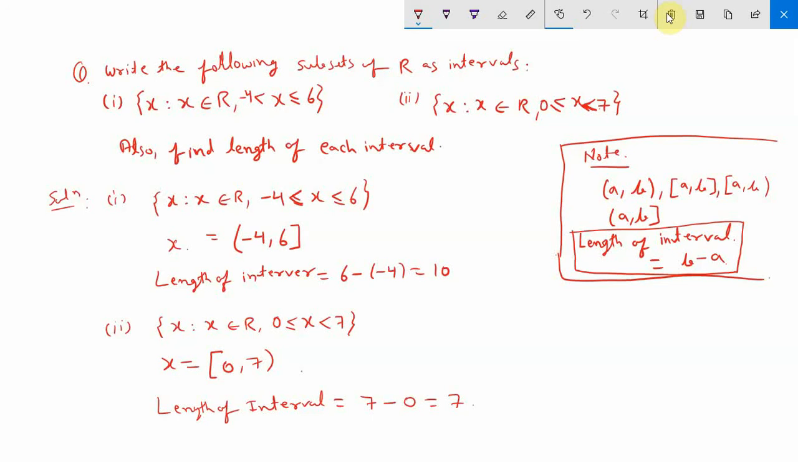Okay friends, so today we have discussed subsets, then intervals, power set, universal set. A Venn diagram we cannot discuss today, we will discuss it in the next lecture. I hope all of you have understood today's lecture.